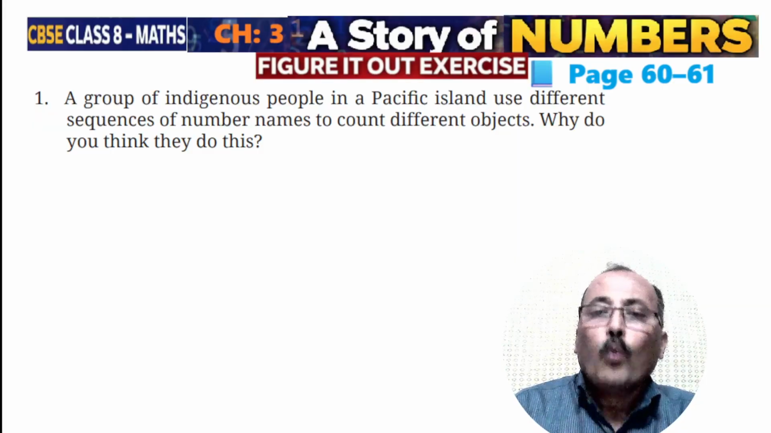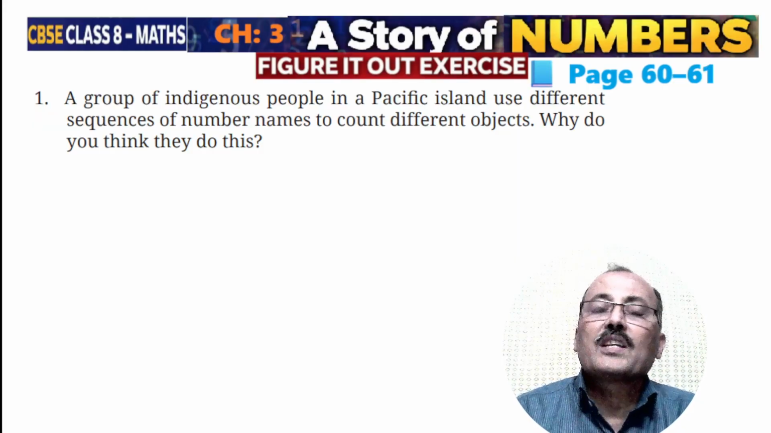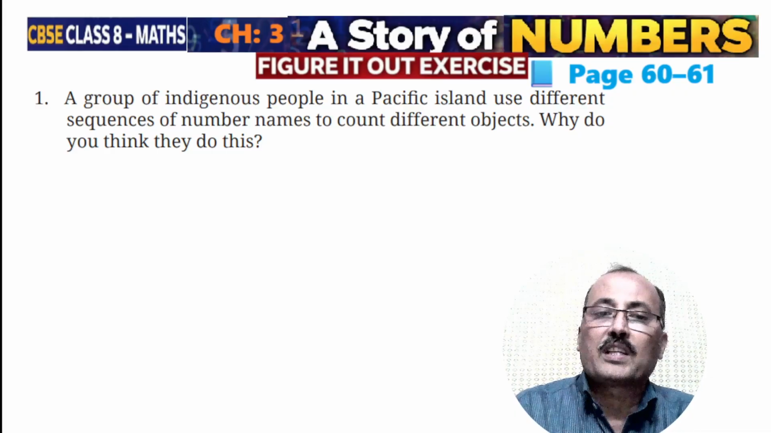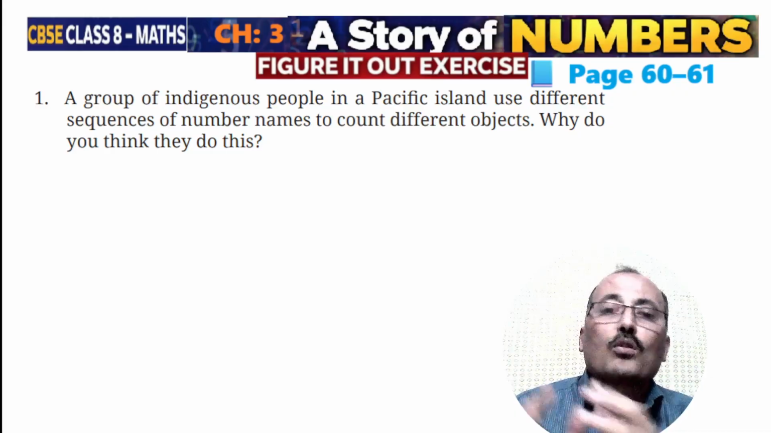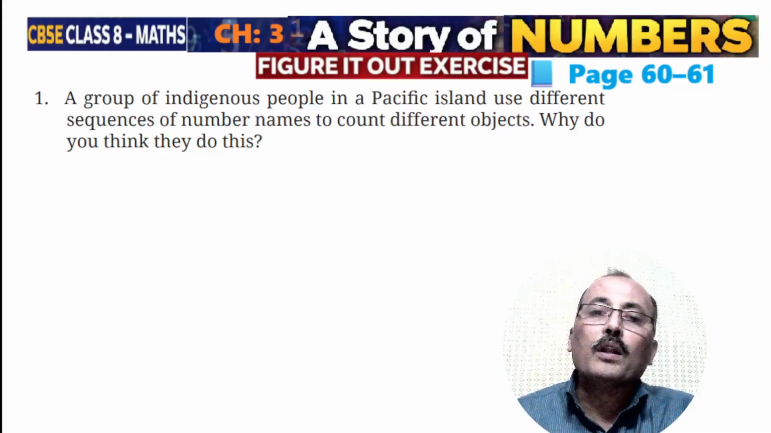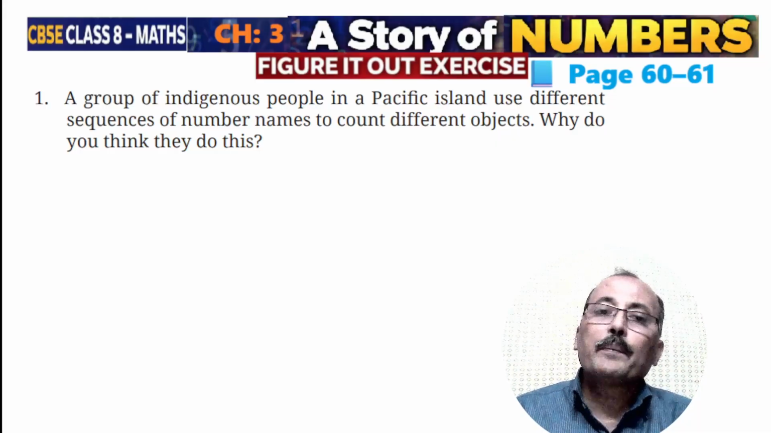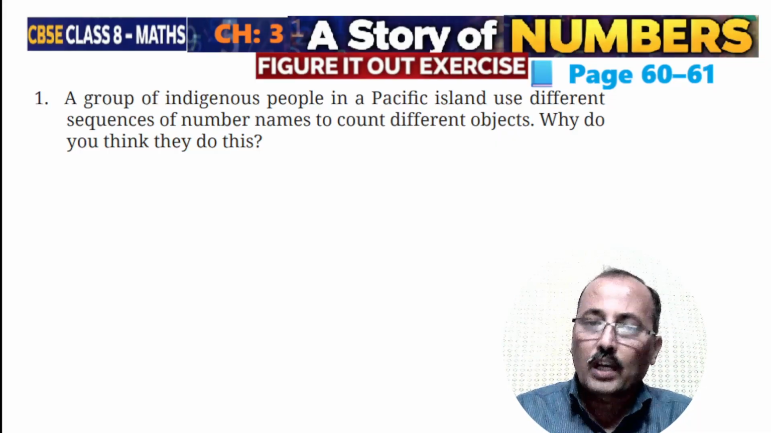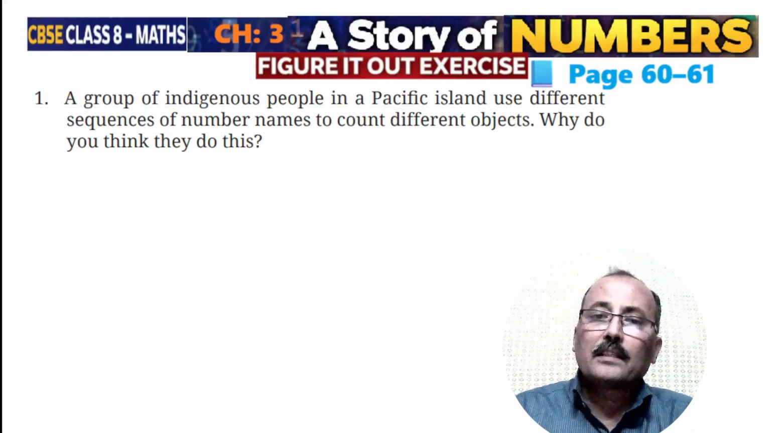So, why do they use different sequences? Imagine a real life situation. They are going to count coconuts, they are going to count fish, they are going to count people. Will they use the same name for all of them? No. They would have given different names.